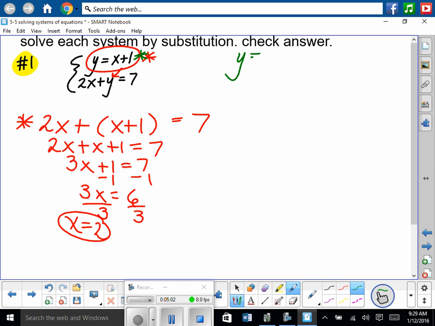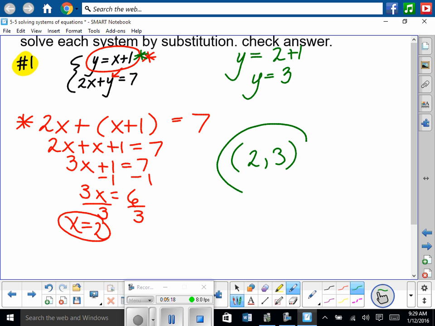So y is equal to, instead of x, we know x is 2. So we'll do 2 plus 1. So y is equal to 3. Now, remember, what we're finding is the intersection of these two things here. So you'll write it as a point. It was 2, 3. This is our solution. This is the intersection point of these two lines. Do you see how to do substitution?